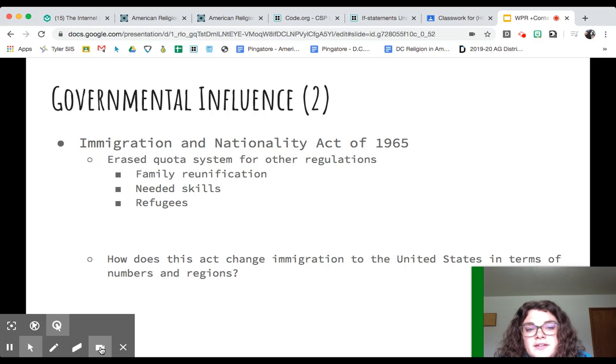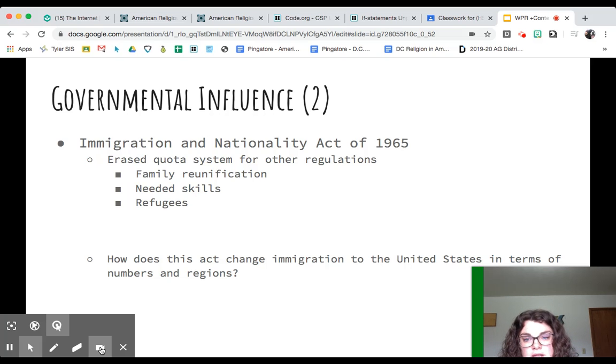Next piece of legislation that changes or influences religious immigrants, Asian religious immigrants to the United States, is the Immigration and Nationality Act of 1965. So if we look at the Chinese Exclusion Act and the Immigration Act of 1924 as on one end of the spectrum restricting immigration, the Immigration and Nationality Act of 1965 you could put at the other end of the spectrum. To begin with, this erased the quota system that the Immigration Act of 1924 put in place, and replaced the quotas with different metrics of immigration. So instead of the quota system, this Act of 1965 focused on 3 different kinds of immigration parameters.